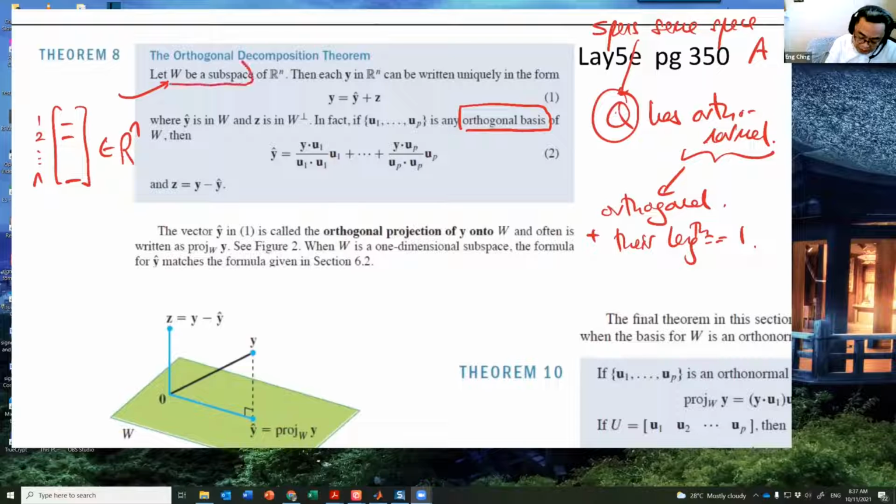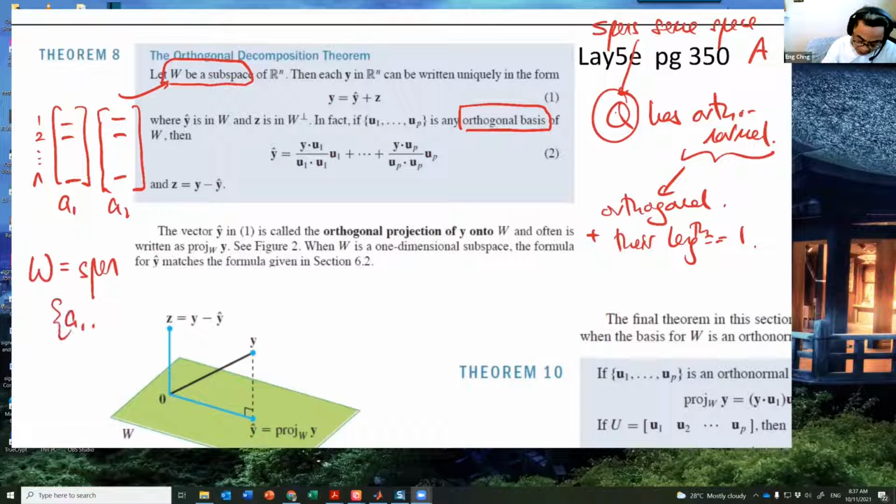A subspace basically means, for example, I have A1 here. I have another A2 here, which is also in Rn. And then I have a few more. Okay, let's stop at 2 first. And then what is W? Let's say W is spanned by A1 and A2, and A1 is orthogonal to A2. So W is spanned by two vectors which are independent. Not only are they independent, they are orthogonal to each other.